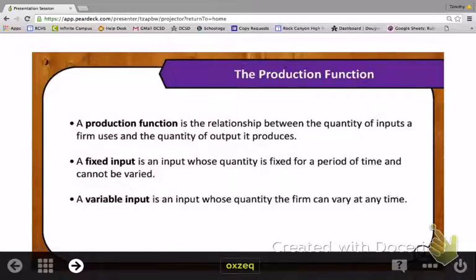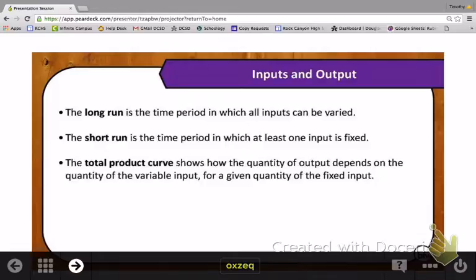Variable inputs are different, though. Variable inputs, something is variable, it means it can change. So a variable input is an input whose quantity the firm can vary at any time. So if it needs more raw materials, it can immediately get more raw materials. If it needs to hire more workers, it can immediately hire more workers, or decrease those inputs as it might need. So here's an example that we might talk about.